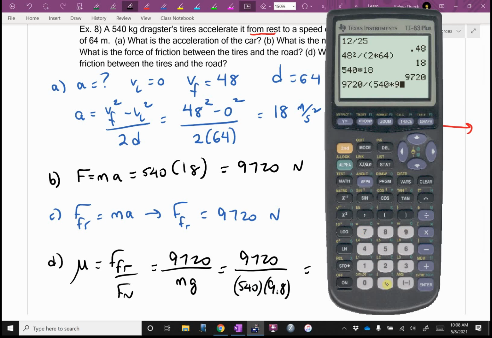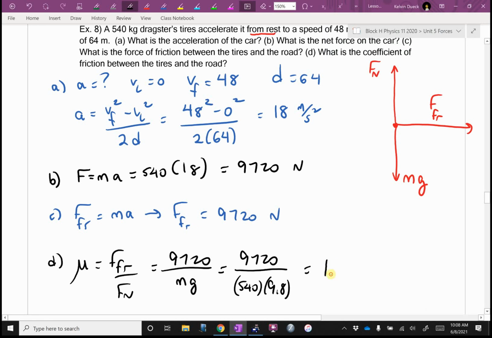Wow, that's a big number. 1.83673. The dragster tires, they should be sticky. 1.84. Oh, yes. Sorry. Units: no units for the coefficient of friction because it's newtons divided by newtons. They cancel out. No brackets, right? I've done it all on an equal sign, so I'll just do that so the teacher knows that's my answer.